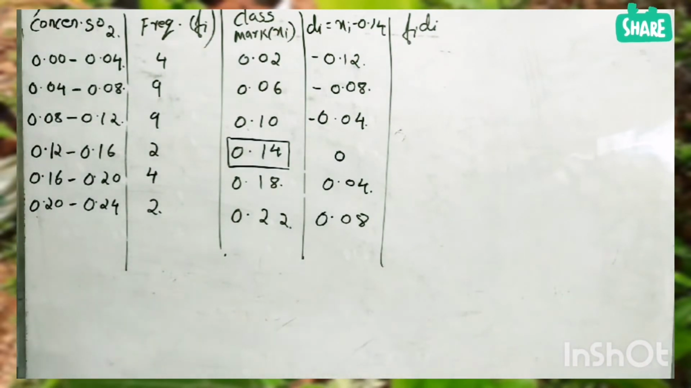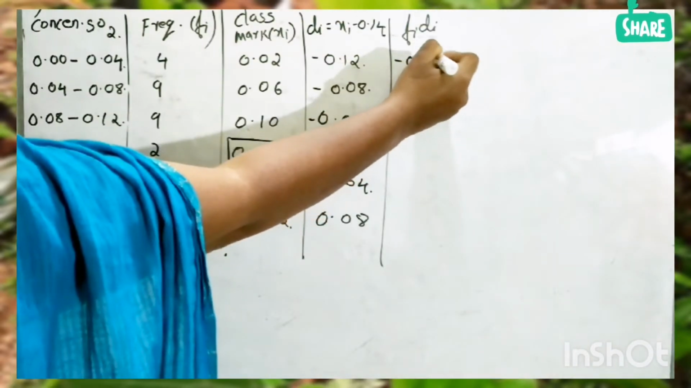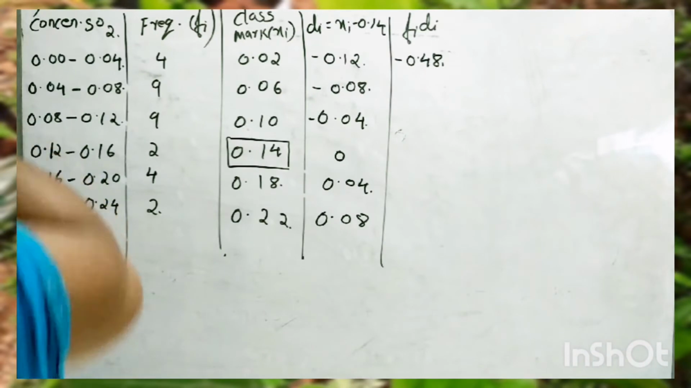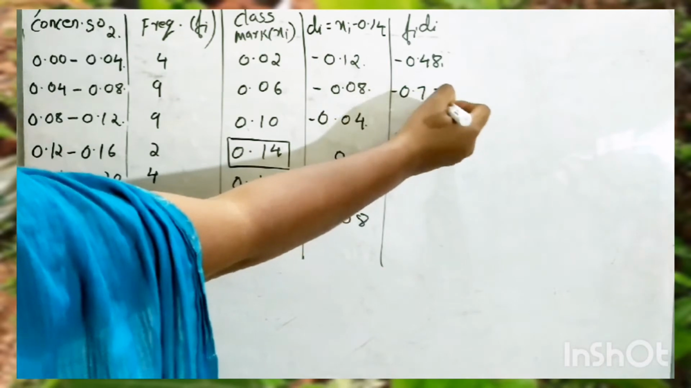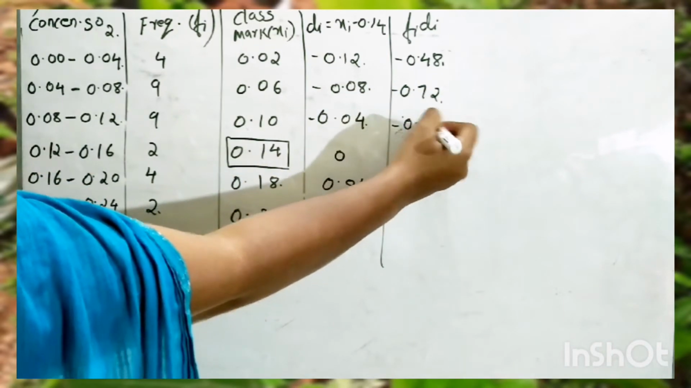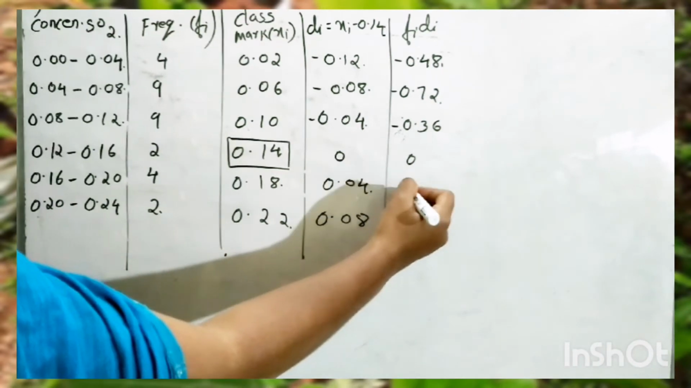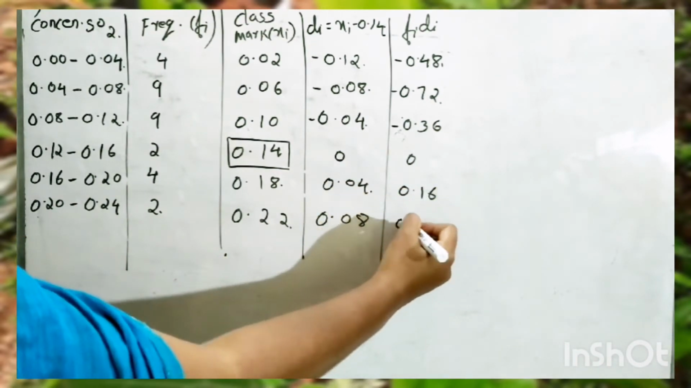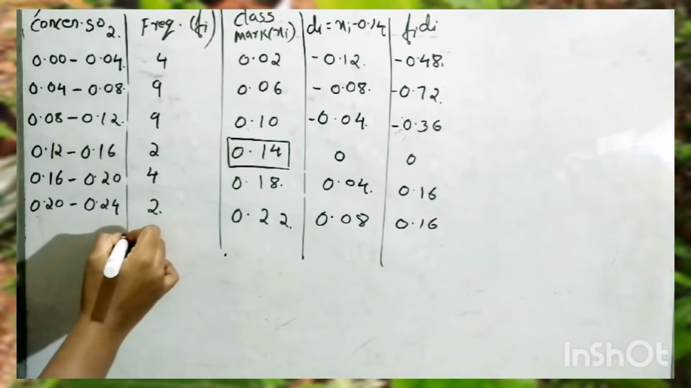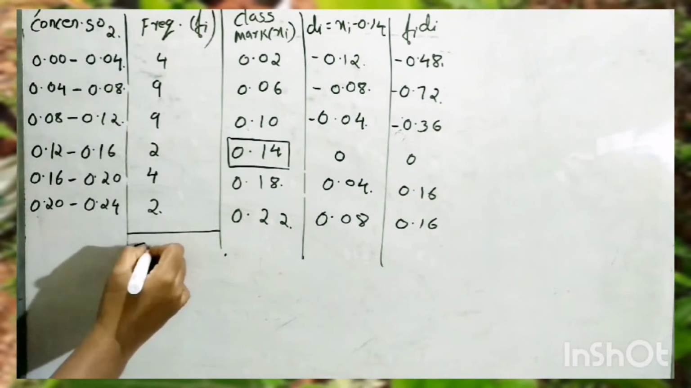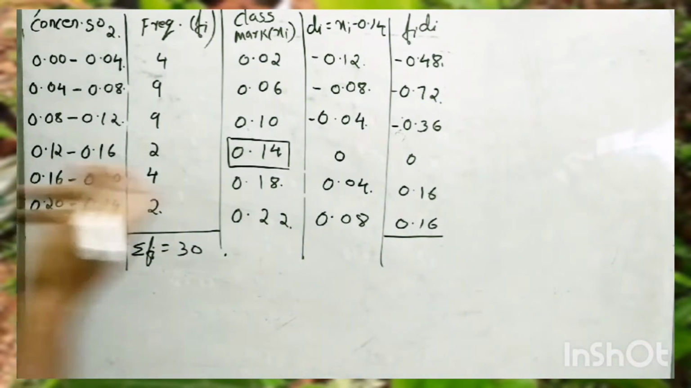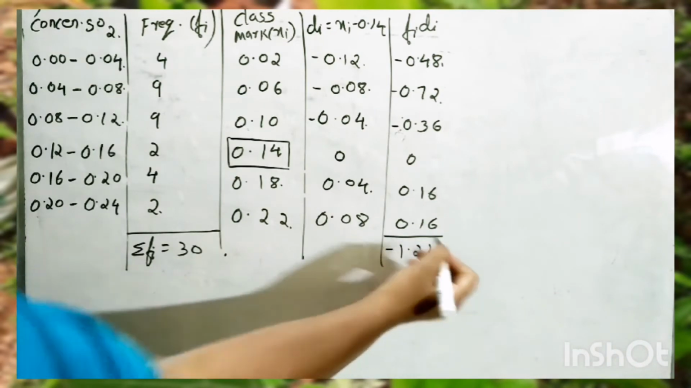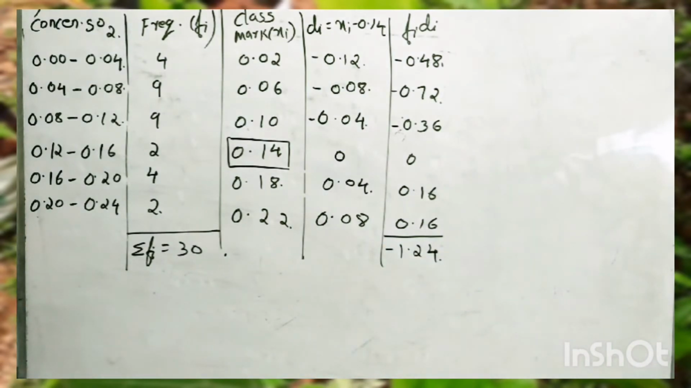Fi di: 4 into 0.12, that is minus 0.48, and 9 into minus 0.08, that is minus 0.72, minus 0.36, 0, 0.16. The summation of the fi column, summation fi is equal to 30. The summation of the fi di column, we will get it as minus 1.24.